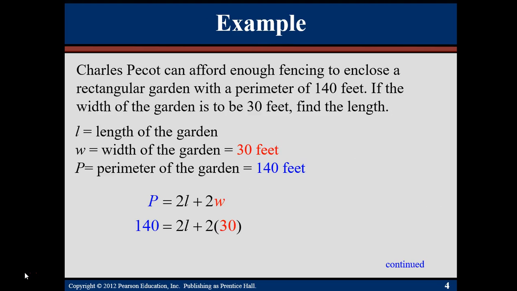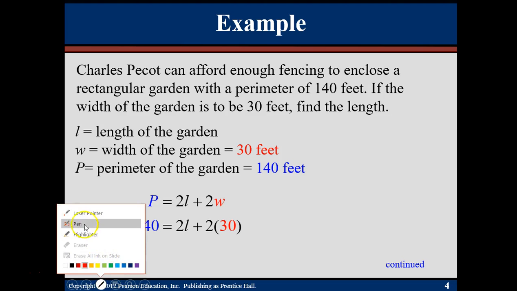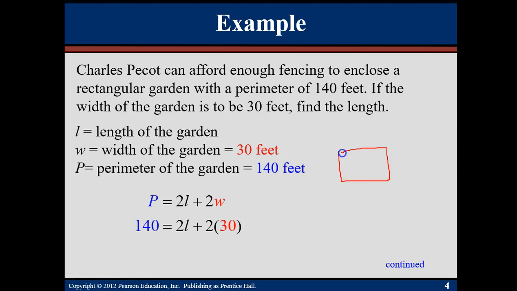If we wanted to use a formula to find an unknown quantity, like Charles, who has enough fencing to enclose 140 feet of an area and knows that he wants the width of the garden to be 30 feet, but needs to figure out what the length should be in order to fence in just the amount that he needs. So he knows he needs something like this, and we want the width to be 30. But we don't know this. How long does the length need to be so that when I add these all up, it equals the 140 feet of fencing that I have?